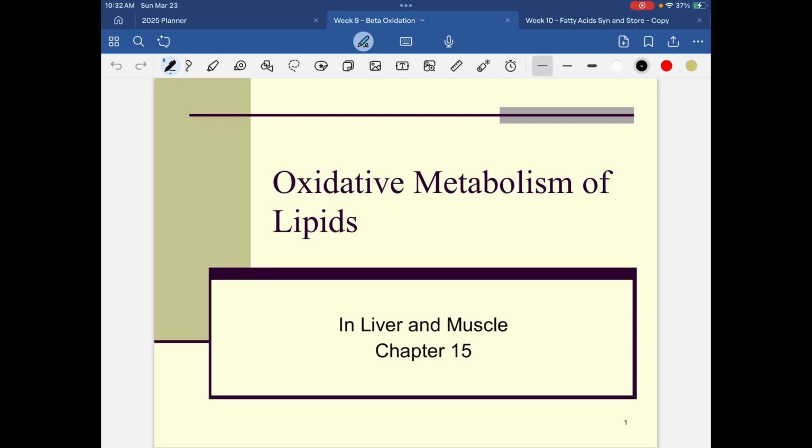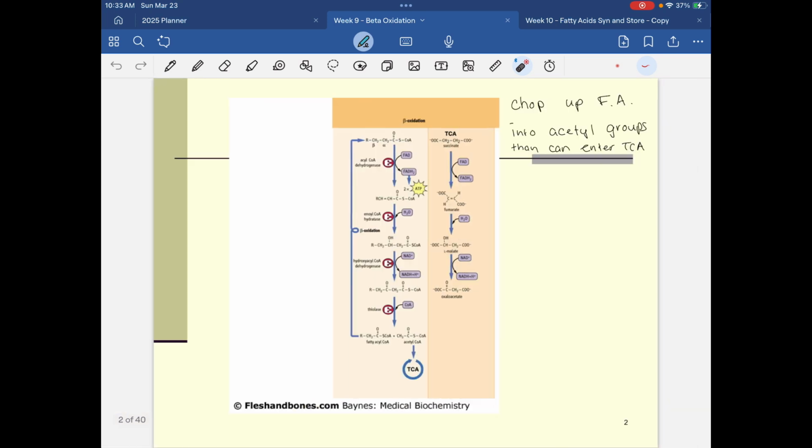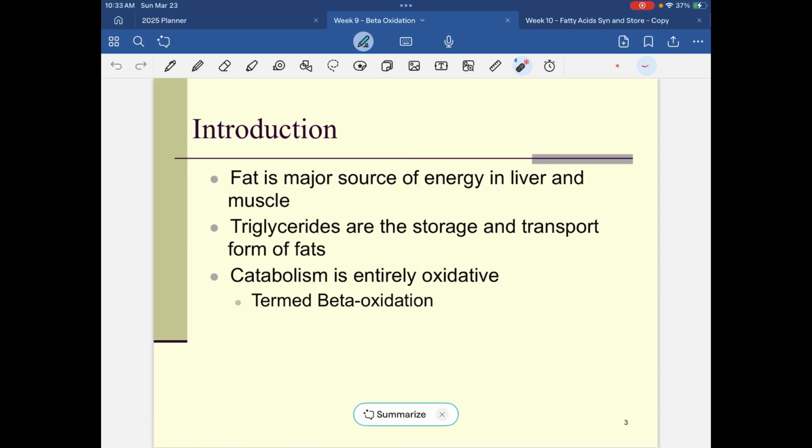So we can start off with oxidative metabolism of lipids. And we'll go to the introduction first. We have been talking that glucose is the primary fuel source of energy for our bodies, but fat is also a major fuel source of energy. And we're going to see why when we talk about how many ATP we can get from one fatty acid.